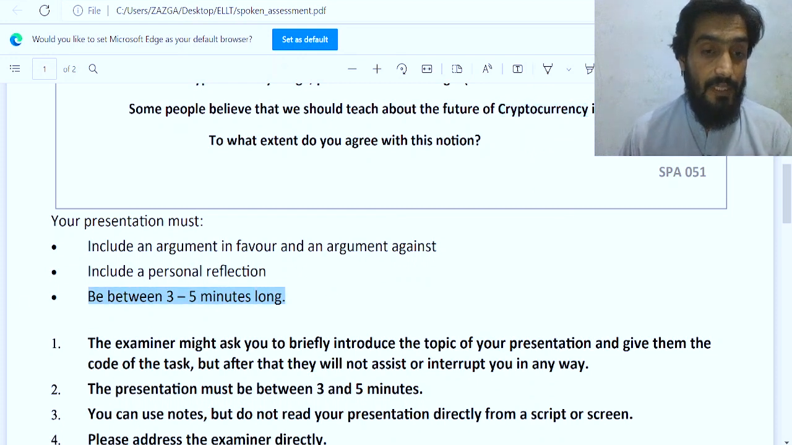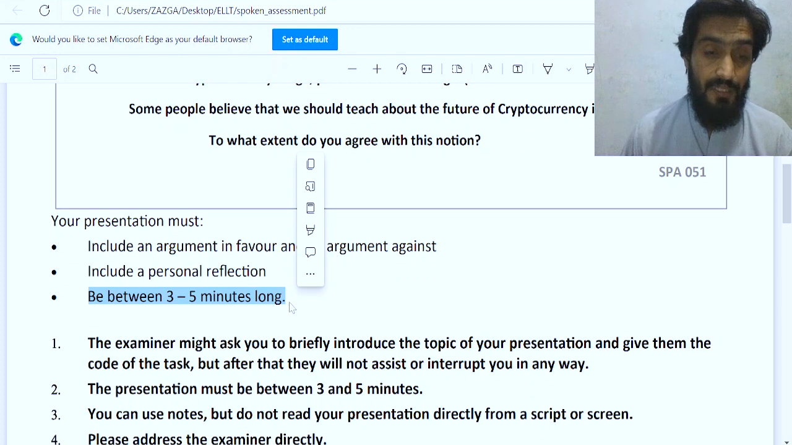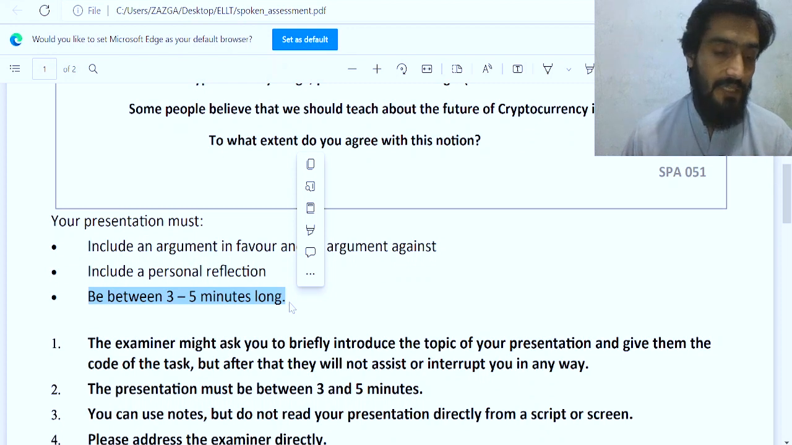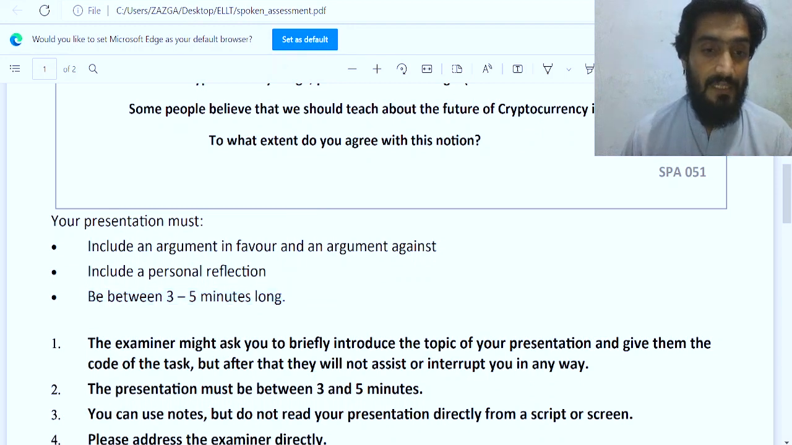Now another important thing is that your presentation should be between 3 to 5 minutes. Between means you should talk for 4.5 minutes, or you can also talk to quarter to 5 minutes, or you can also talk for almost 5 minutes. But when the 5 minutes is completed, the examiner will stop you and you will not be able to talk further.